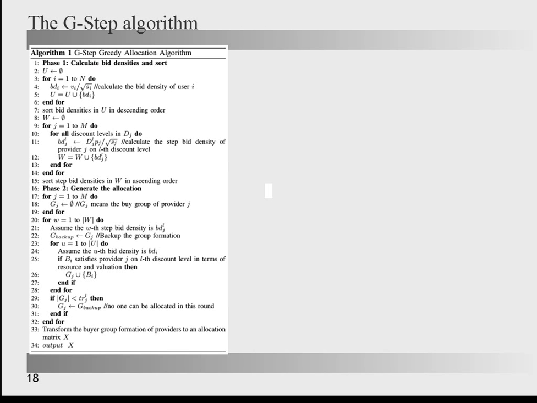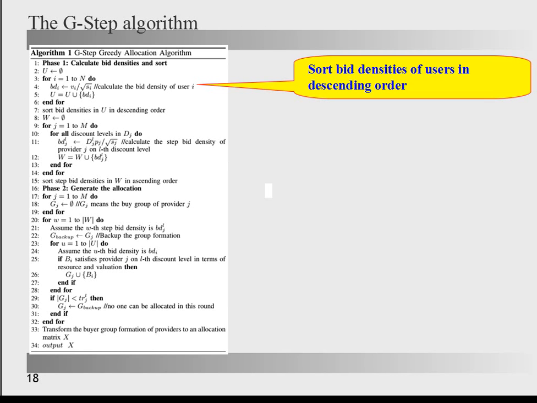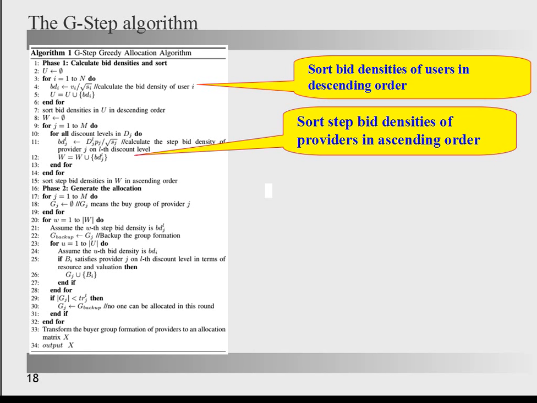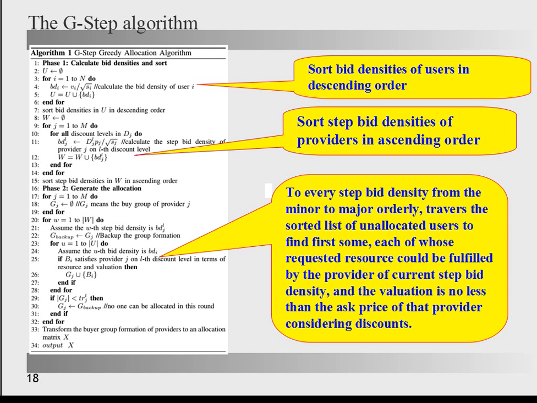There are two phases in our G-step algorithm. The first phase is to calculate bid densities and sort. After that, in the second phase, the allocation is generated.